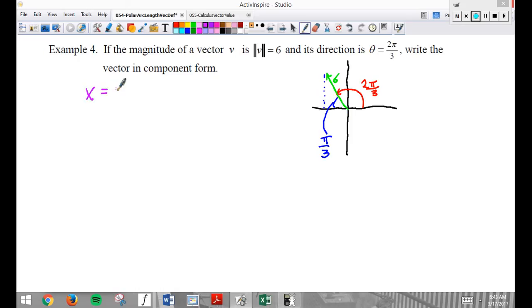X equals r, x is always cosine, 6 times cosine of 2 pi over 3. You could make a triangle here. If you find it easier to do triangle, go ahead. But most of you should find it easier to do trig at this point. Y equals r times sine of the angle, 6 times sine of 2 pi over 3.